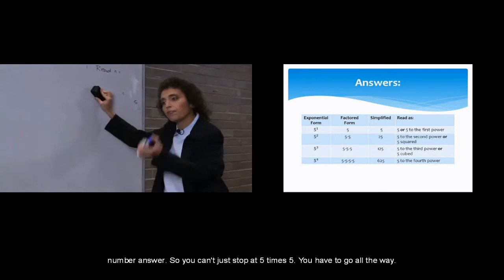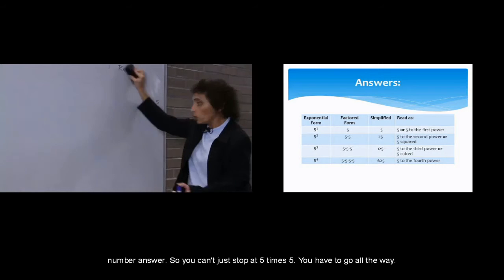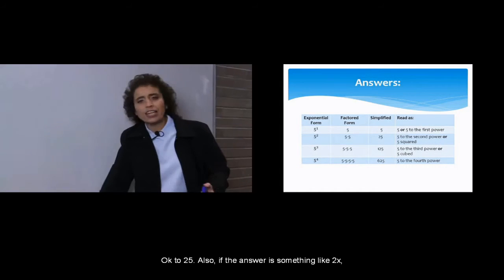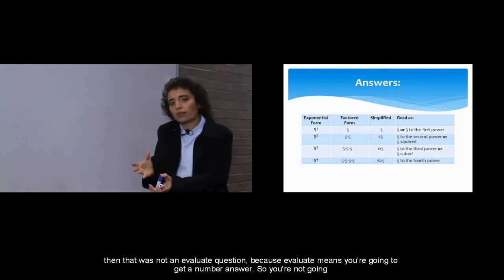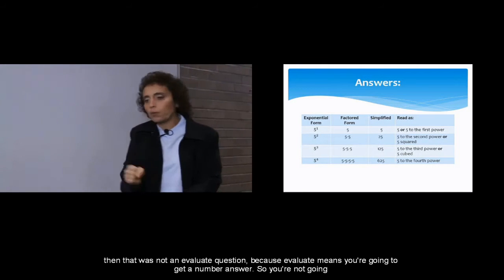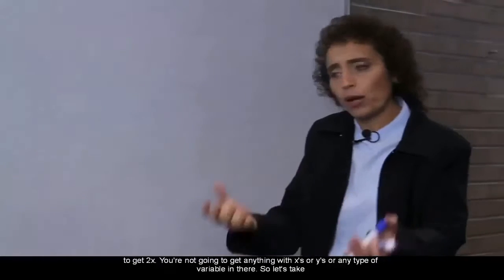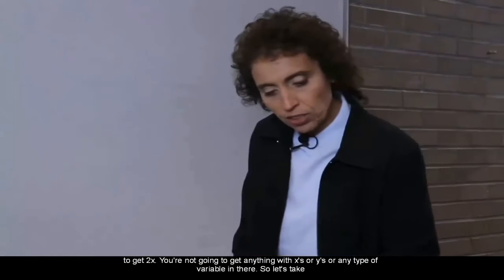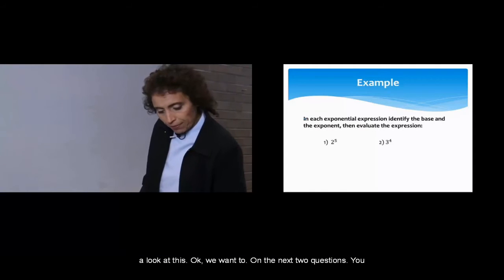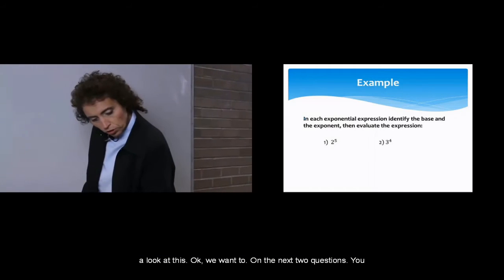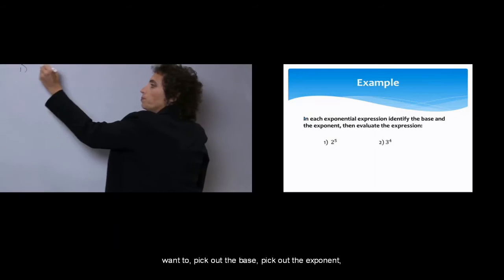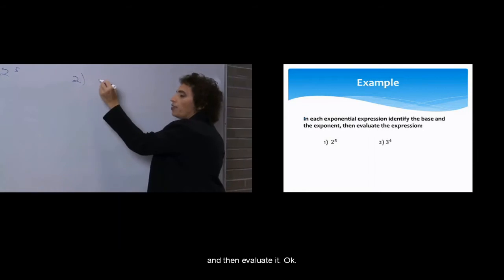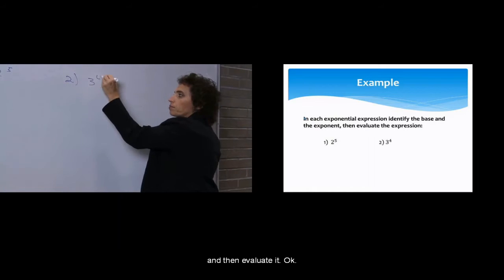So you can't just stop at 5 times 5. You have to go all the way, okay, to 25. Also, if the answer is something like 2x, that was not an evaluate question, because evaluate means you're going to get a number answer. So you're not going to get 2x. You're not going to get anything with x's or y's or any type of variable in there. So let's take a look at this. Okay, on the next two questions, we want to pick out the base, pick out the exponent, and then evaluate it.